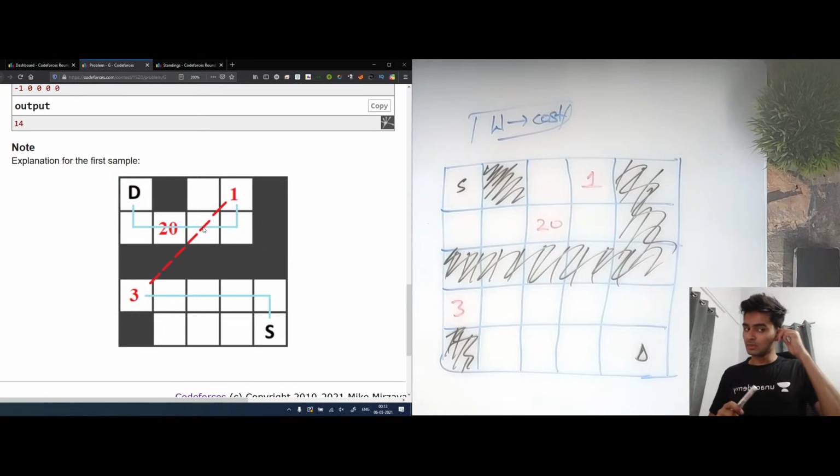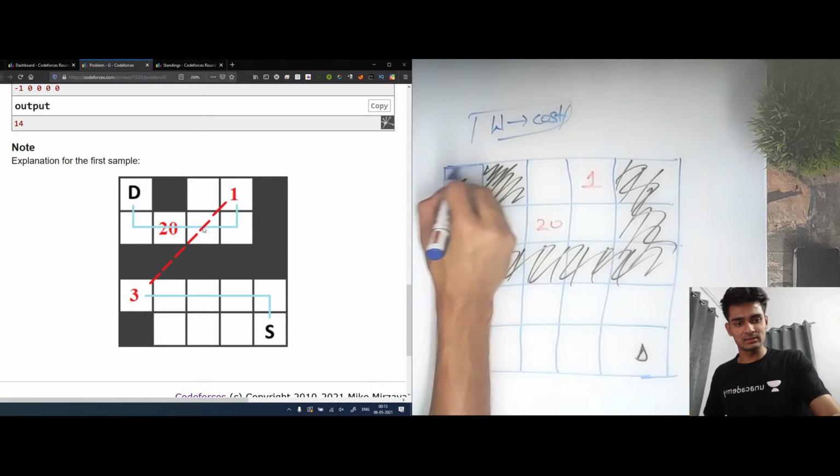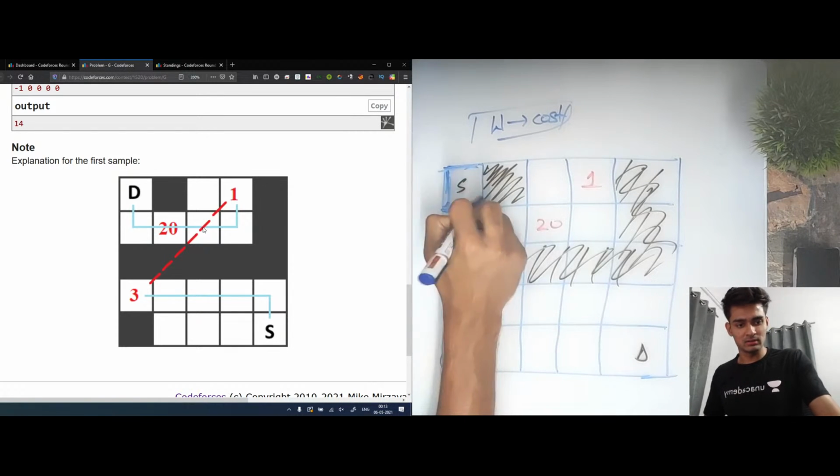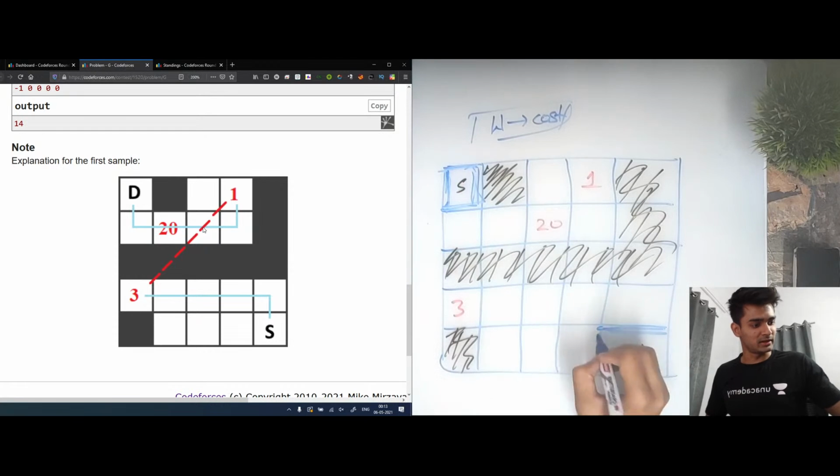So basically, what they want us to do is, we'll start from this particular index. This is the starting point, and we need to reach this particular index.